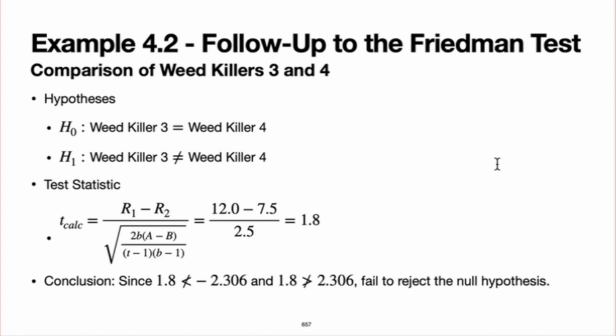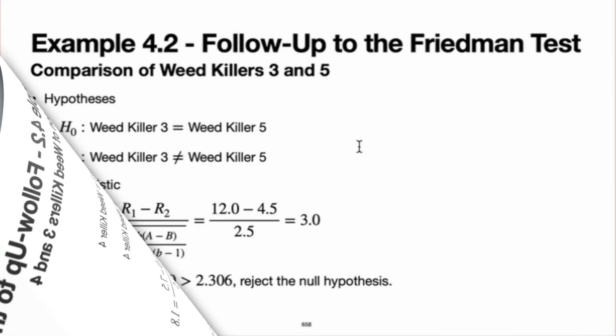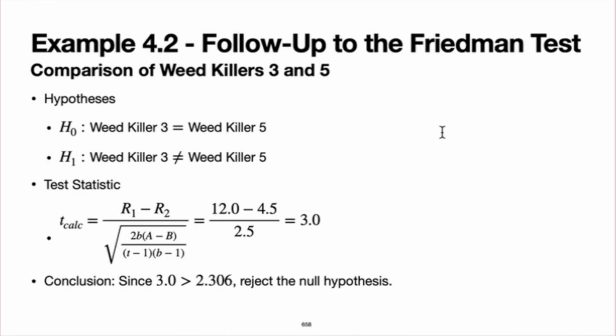Moving on to the next comparison, comparing weed killers 3 and 4. Here the test statistic turns out to be 1.8, and again we're going to fail to reject the null hypothesis. All right, and then we compare weed killers 3 and 5.